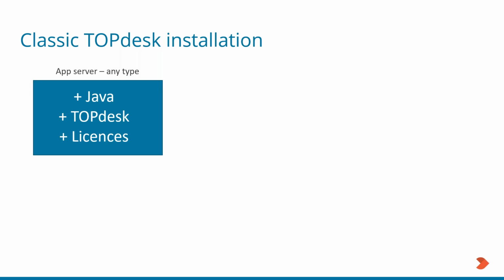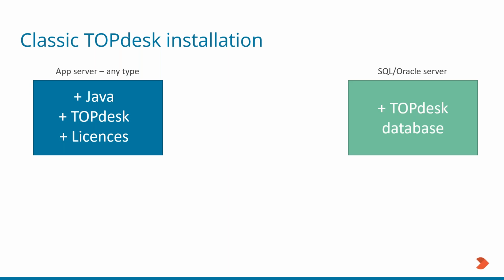Once the application server is then up and running with TOPdesk, the next thing we then need to do is turn to a database server. So on this database server, we add a new database for TOPdesk to use, and then simply point the application server at that new database. From this point onwards, we have a basic functioning TOPdesk installation.